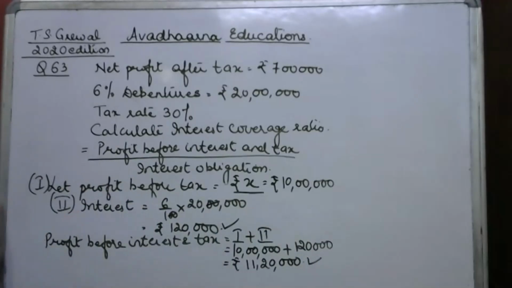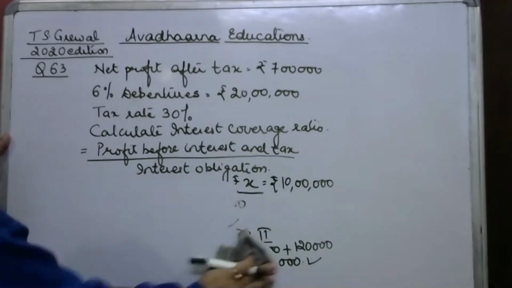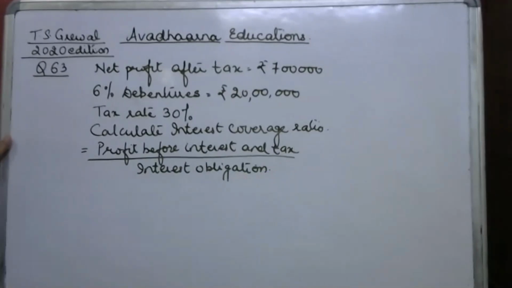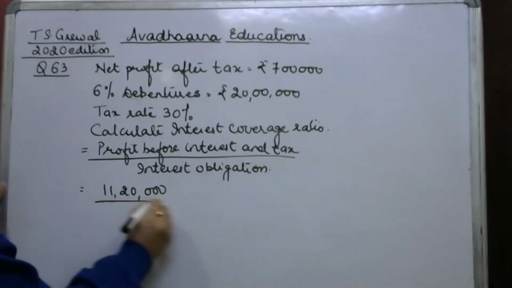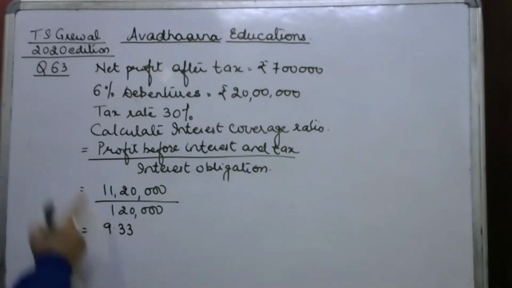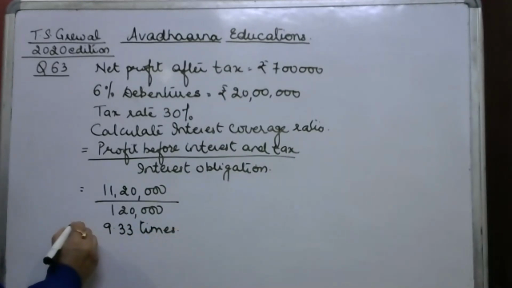Let's substitute the value in the formula for calculating the interest coverage ratio. So if I substitute the values which I have calculated, it is profit before interest and taxes 11,20,000 and interest obligation 1,20,000. So if I calculate it, this is 9.33, and we know that this ratio is expressed in times. Interest coverage ratio is expressed in times. So the answer is 9.33 times.